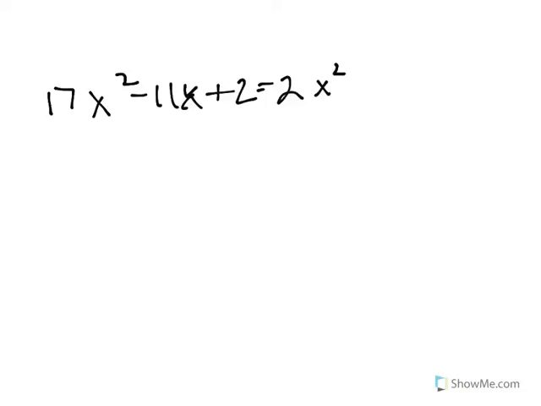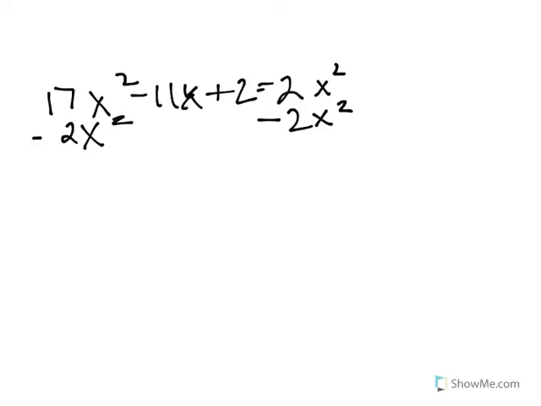Okay, so we're going to do one more example of factoring. Let's do an example from your homework packet. So we have 17x squared minus 11x plus 2 equals 2x squared. Okay, so this is not in standard form, so we're going to put it in standard form so we can solve it, because remember, the equation always needs to be set equal to 0.